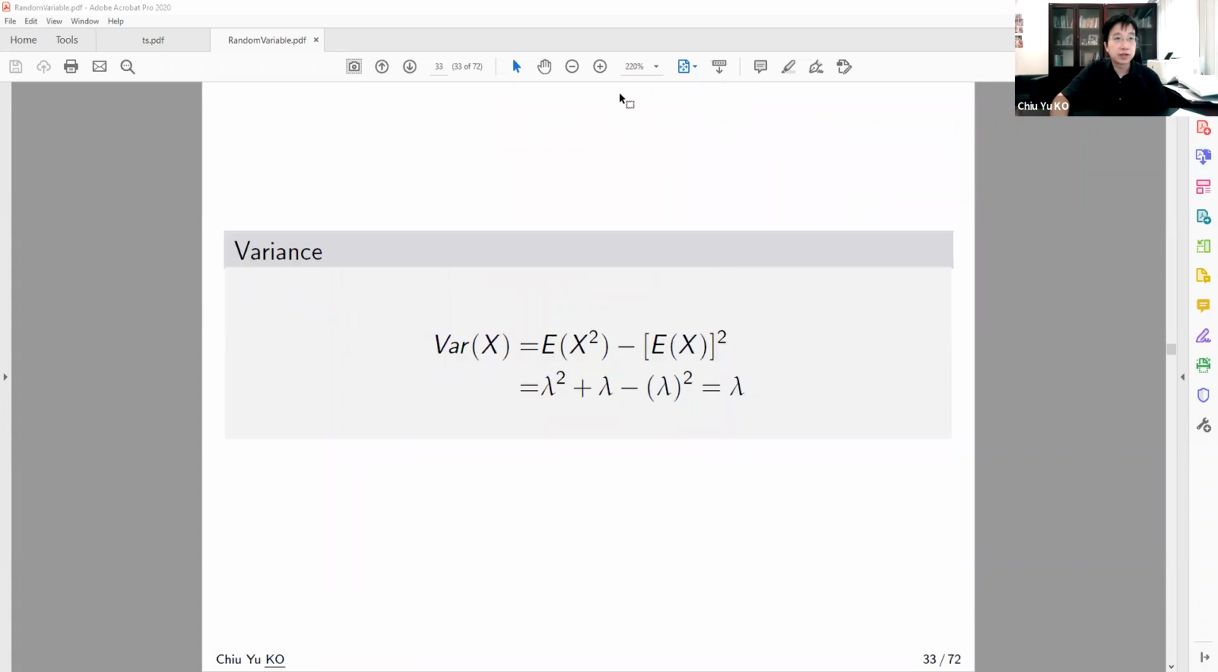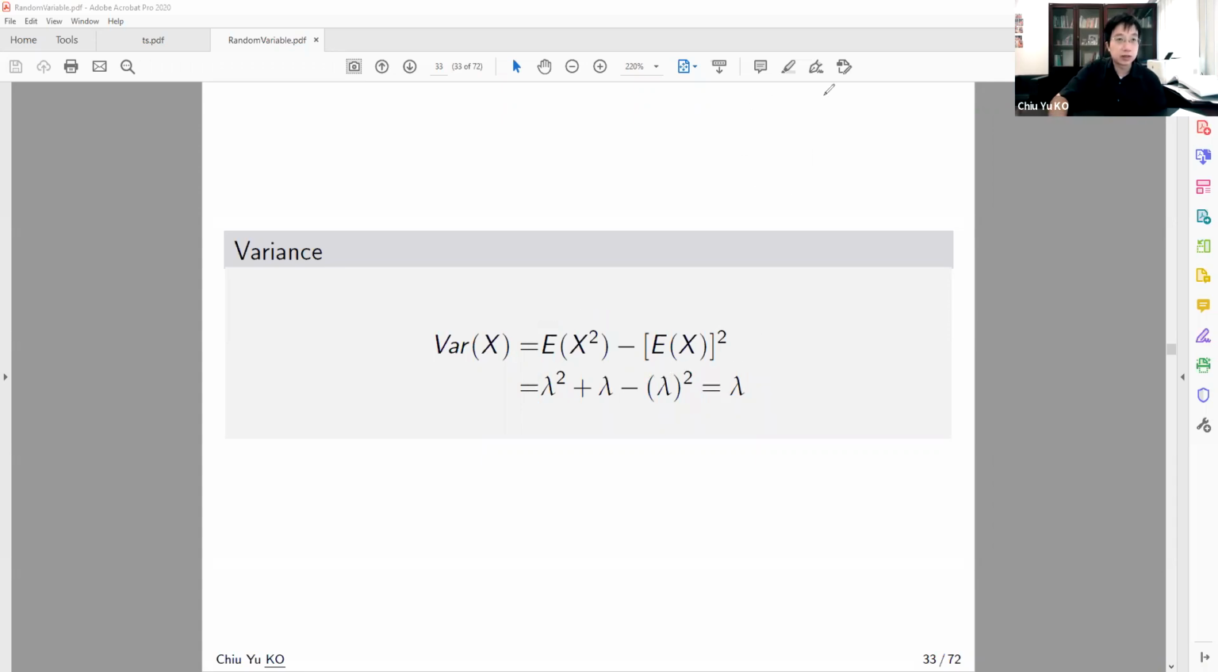Let me finally solve it, because we already actually have that. This guy is proven to be this one, and this is lambda squared, and it cancels out this lambda. Okay, that's the proof for the variance.